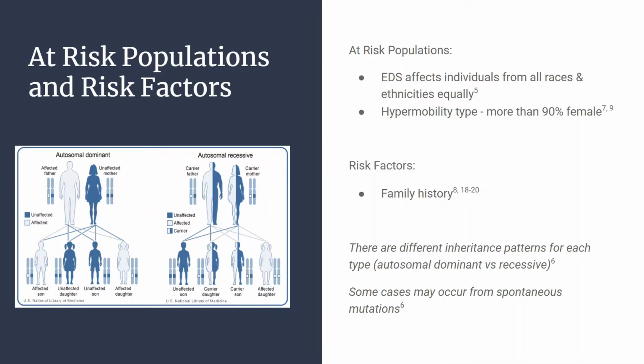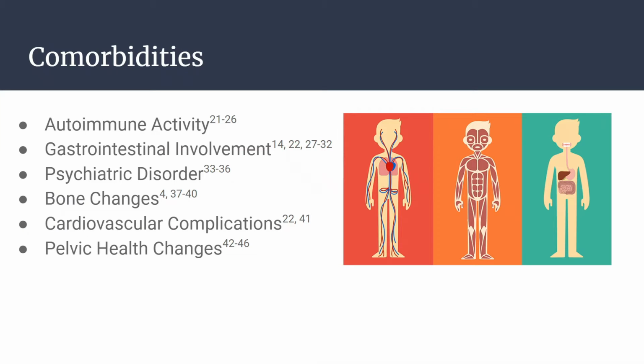As we mentioned earlier, EDS affects individuals from all races and ethnicities equally. One study showed that more than 90% of the individuals that have the hypermobility type, which is the most common type of EDS, were females, so it may be more common to have EDS if you're a female. Risk factors for EDS include family history. There are different inheritance patterns for each type, autosomal dominant or recessive, and some cases may occur just from spontaneous mutations in genes.